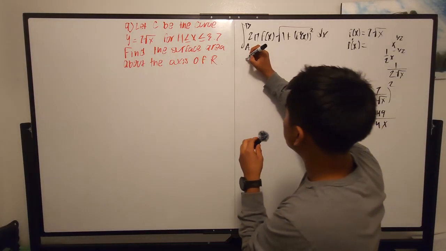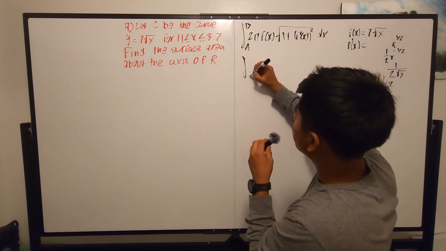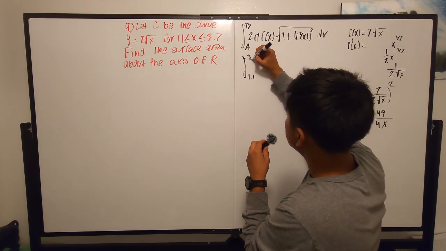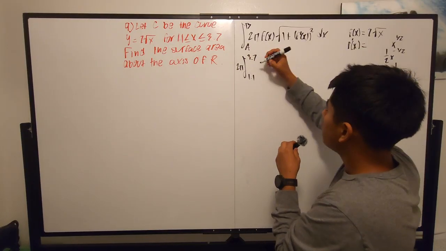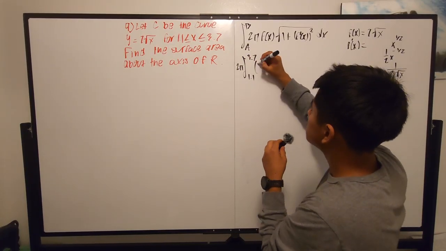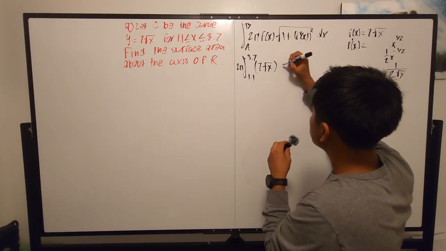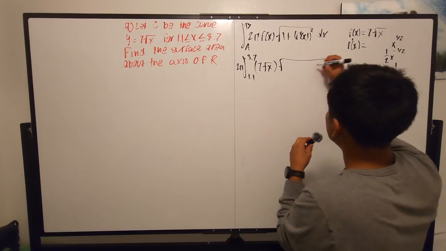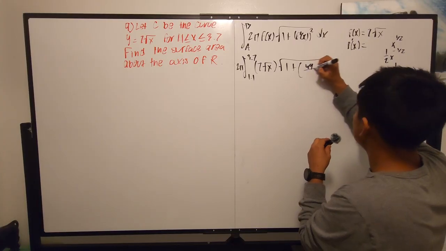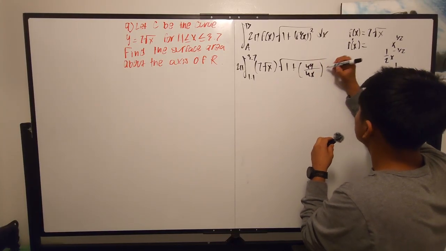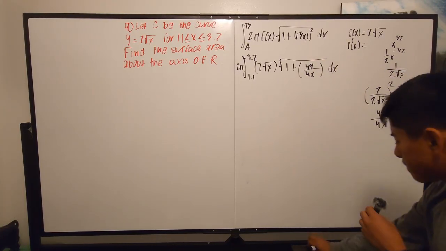Anyways, let me go back over here. I have from 1.1 to 3.7. I'm going to go ahead and pull out that 2 pi. And then I have f of x, which is 7 square root of x multiplied by the square root of 1 plus 49 over 4x dx.